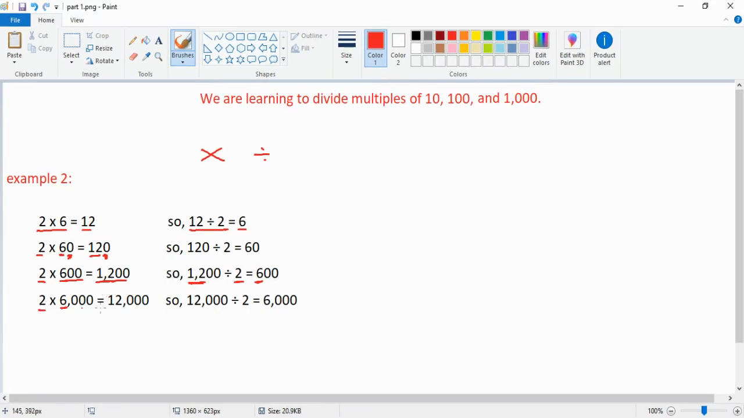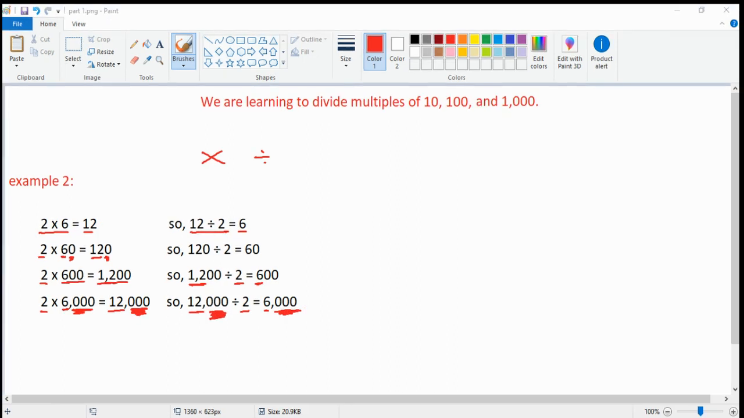Similar type, 2 times 6 equals 12. And this time, with 3 zeros we didn't use there, we add those 3 zeros back in. That's a little trick from the previous term. So 2 times 6,000 equals 12,000. So we should know then that 12,000 divided by 2 equals 6,000. Same way, 12 divided by 2 equals 6. 3 zeros we kind of ignored. We've got to put those back in the answer.